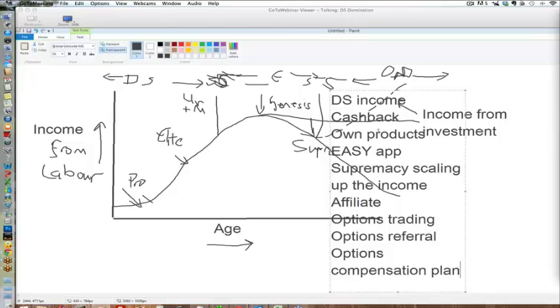So what we're doing here is basically we're going to have options kick in, which is going to be your investment income at this point. It's going to be your constantly growing income from trading and a second affiliate income stream as well. And just to tease you guys, this is not the end of it. There is more beyond that which we will probably announce next year around this time.